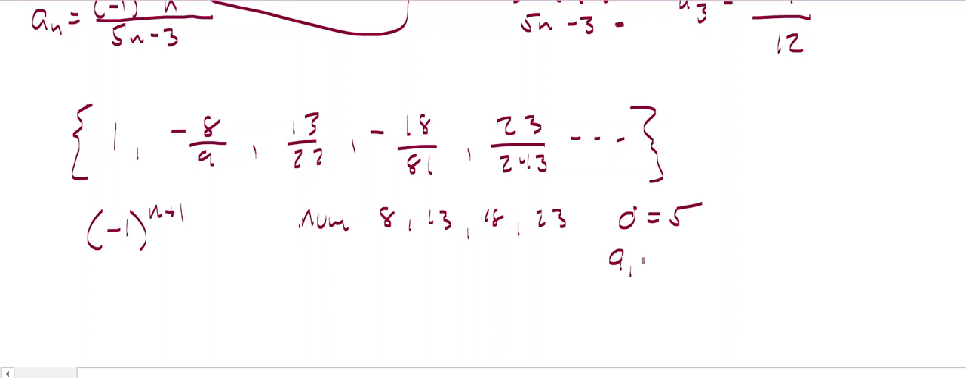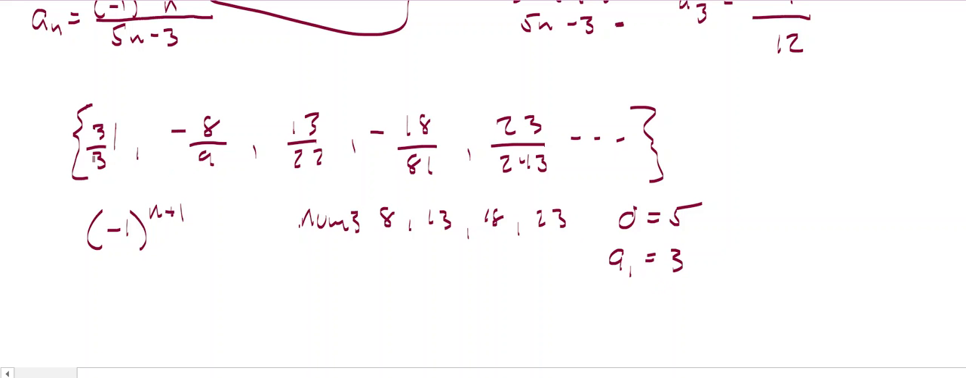What is a sub 1? A sub 1 is not 8. It is the 1. But that doesn't fit into the rest of the sequence. However, sometimes it's helpful to rewrite 1 as a fraction. So we could rewrite 1 as 3 over 3. Would that be helpful? Well, that would mean the first term of the sequence was a 3, and there is a difference between 3 and 8. There is a difference of 5. So a sub 1 is 3.